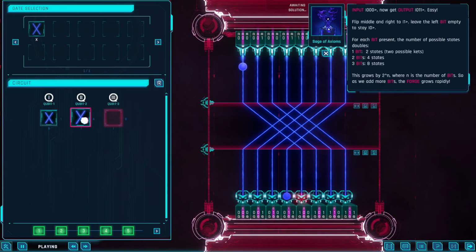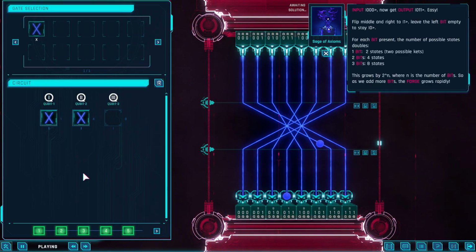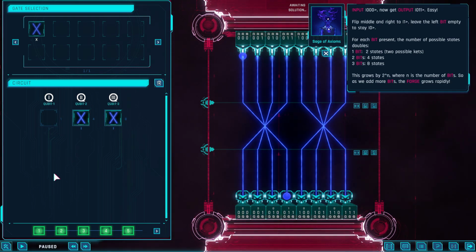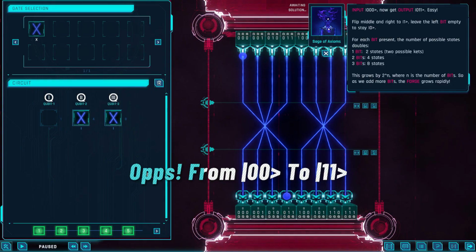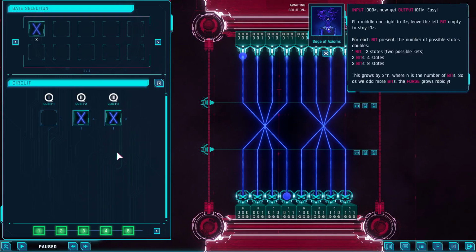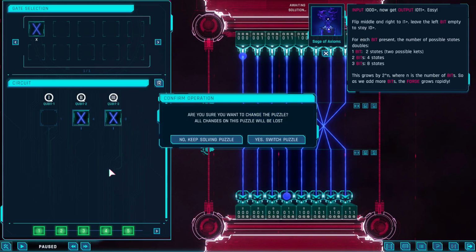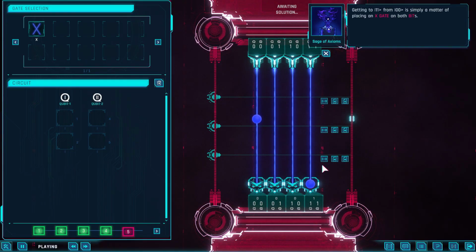So let's pause that. Oh, let's see. I'm sorry. That's not what we did the last time. This is what we did the last time. And now it's going to go from 0, 0 to 1, 0. In the last operation, the last one that we did, if we go back and take a look at that, and that was number 5. Let's switch the puzzle back and we'll see.